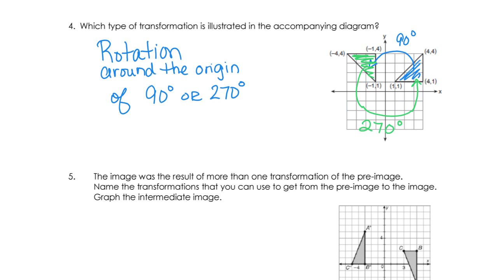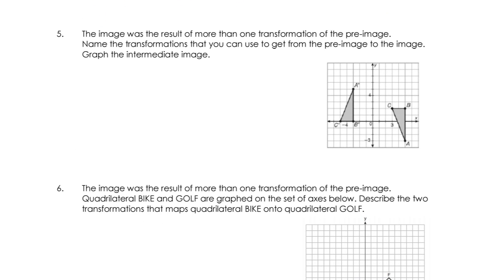Okay, let's take a look at number 5. It says that the image was the result of more than one transformation of the pre-image. Name the transformations that you can use to get from the pre-image to the image, and then graph the intermediate image. So we've got to take a look. Which one are we starting with? We're starting with this blue triangle. Okay? And the first thing I notice is that it looks like it's pointing down, whereas the other triangle is pointing up. So I'm wondering if we should flip it so that it would be pointing up instead.